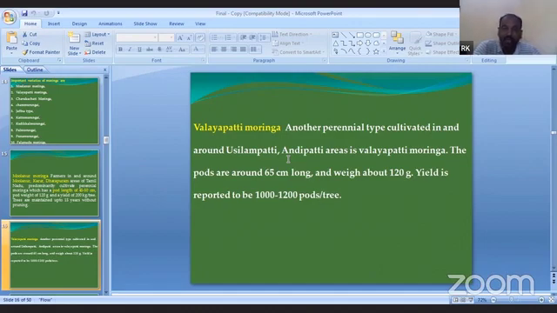cultivated around Usilambatti and Andipatti areas. The pods are 65 centimeter long, weight 120 gram, same as before. Yield is reported at 1000 to 1200 pods per tree. So this yield is high.